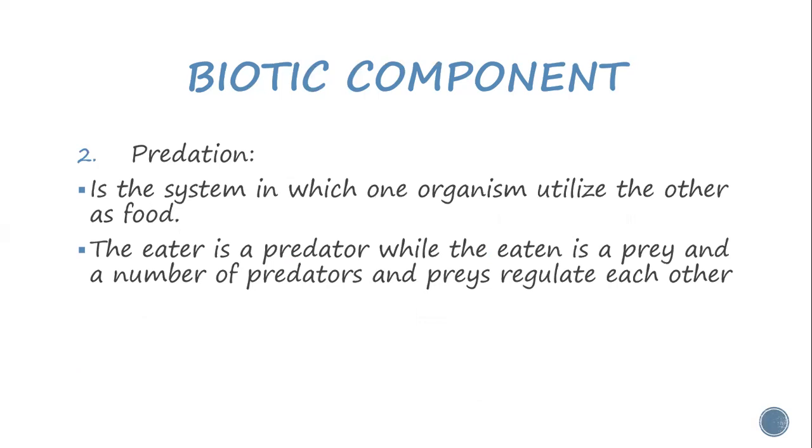The second one is predation. This is the system in which one organism utilizes another as food. This is another way in which these organisms interact with each other. The eater is what we call the predator, while the eaten one is what we call the prey, and the numbers of predators and prey regulate each other. They regulate each other in a balanced way, just to conserve the ecosystem.